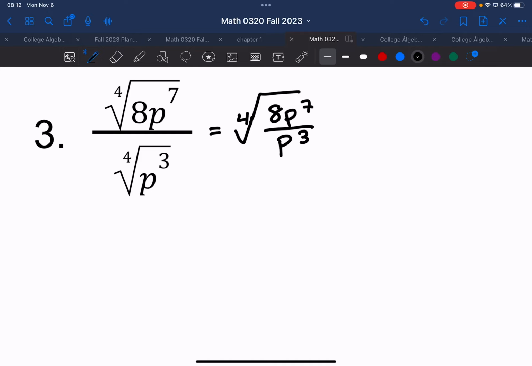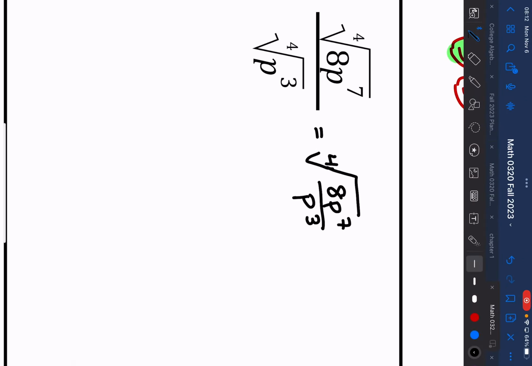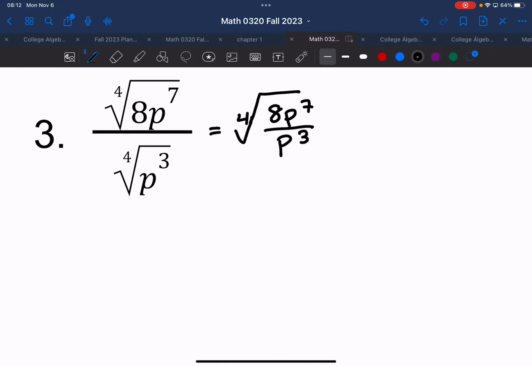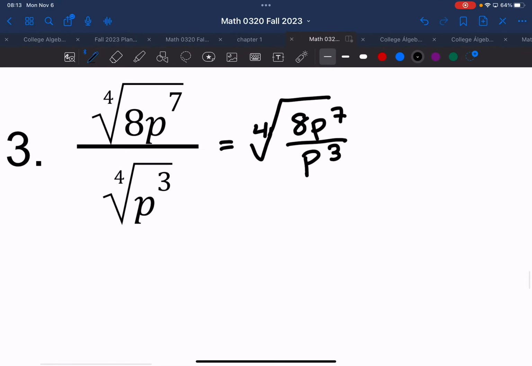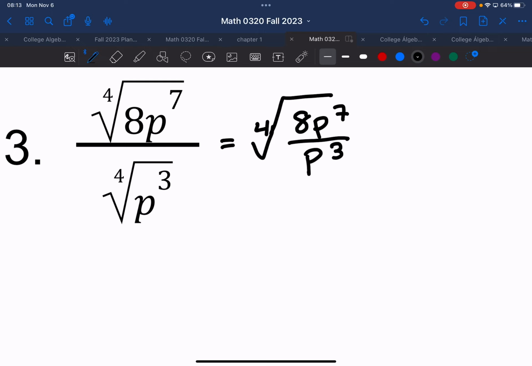So in this case, I'm not separating them. I put them into 1 radical. And I'm only able to do that because both the indexes on the numerator and the denominator are what? The same. If they were different, would I be able to do this? No, they would have to stay separated. So since they're both the 4th root.